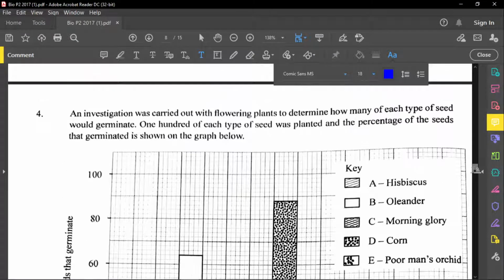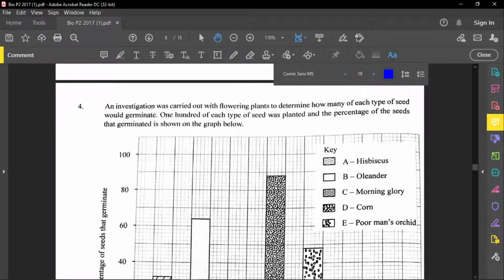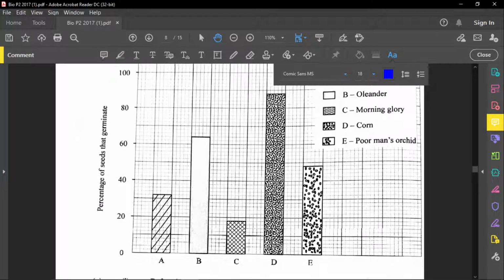All right, so this here is another question, and I'm just going to zoom into that a little bit so you can see a little bit better. It's an investigation that was carried out with flowering plants to determine how many of each type of seed would germinate. It said 100 of each type of seed was planted, and the percentage of the seeds that germinated is shown in the graph below. So you planted 100 of each type of seed. So let's get the type of plants that were used here. And so we have a number of plants.